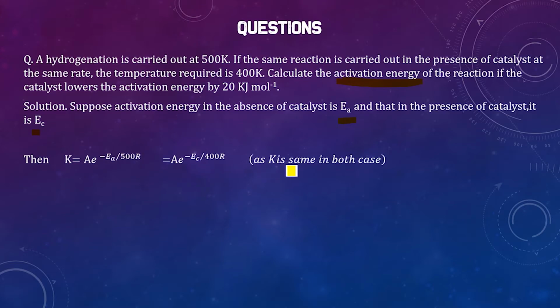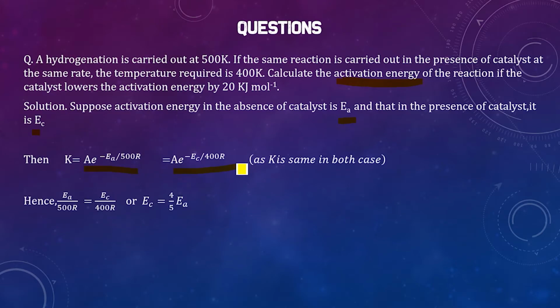Since k is the same in both cases, for a reaction the rate constant is not going to change until or unless the temperature is changed. If we do not change the temperature, the rate of reaction is not going to change. So what we have to see here, the hydrogenation is carried out at 500 Kelvin. If the same reaction is carried out in the presence of the catalyst at the same rate, the temperature required is 400 Kelvin. So k is the same in both cases, and that's why these two things will be equal.